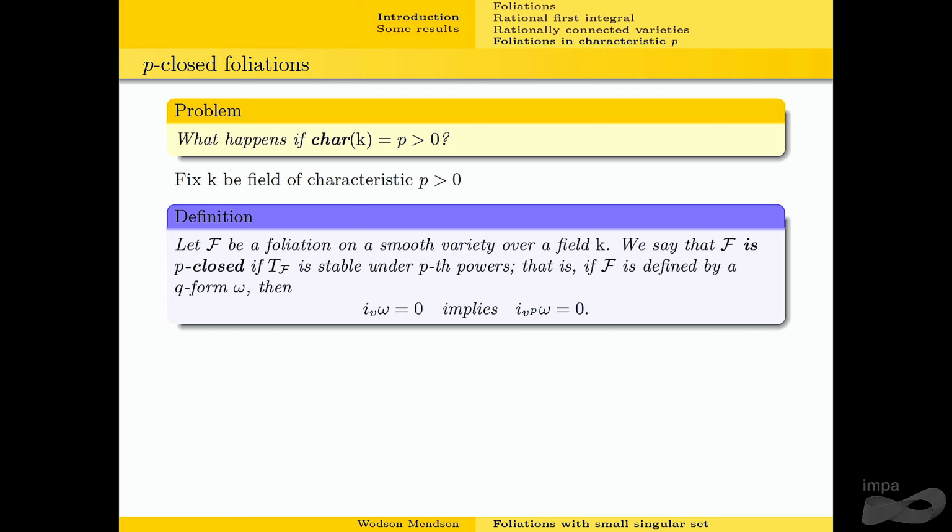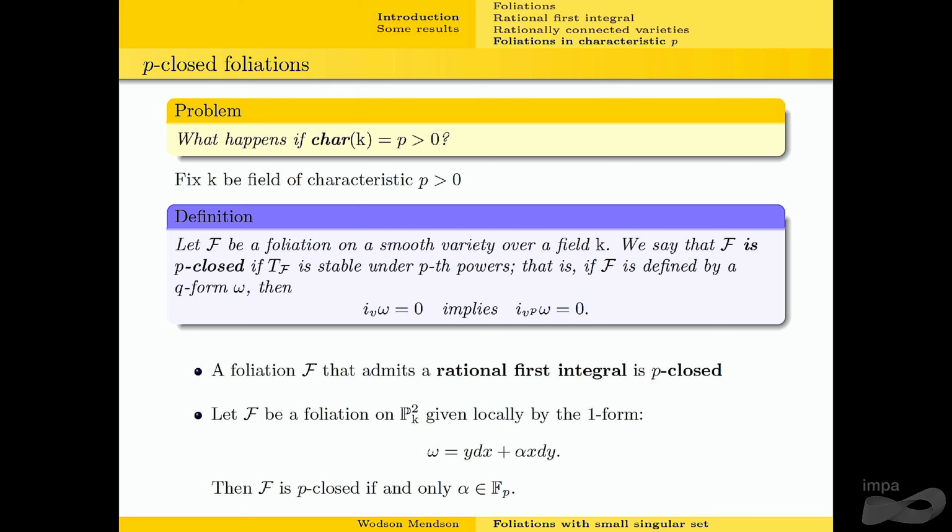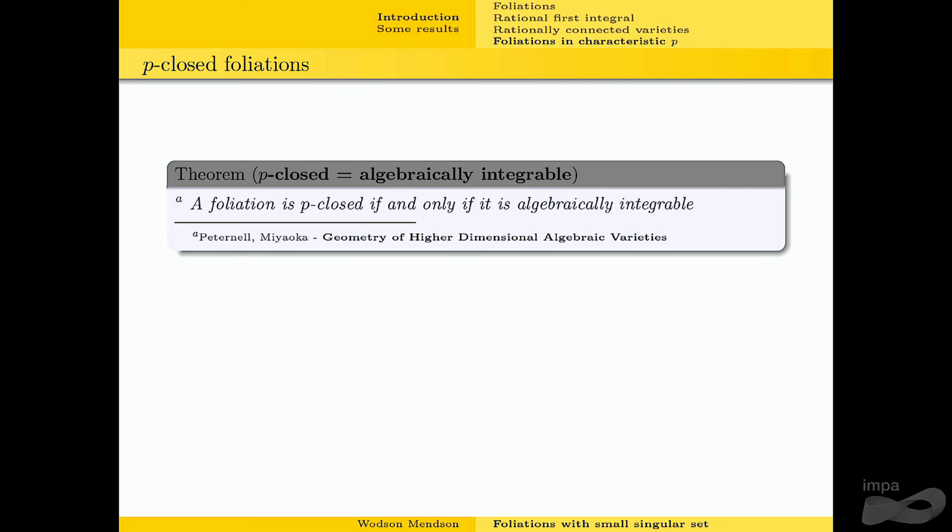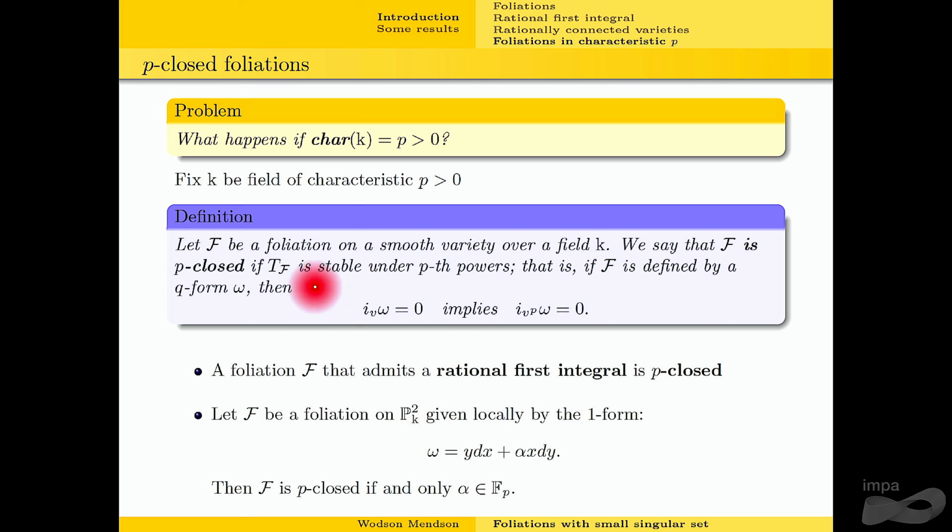You take a vector field, you take a p-power of that vector field. This is still a derivation, and we ask for this derivation to be part of the tangent sheaf of the foliation. The algebraic condition essentially is this: you take a vector field that is tangent to the foliation, then the p-power of this derivation is also tangent to the foliation. And we can check that if you have a foliation that has a rational first integral, then the foliation is p-closed. Here, just an example, it's the simplest one. You take this one-form that defines the foliation on P2, and you can check that the foliation is p-closed if and only if alpha is an element of the base field, F_p.